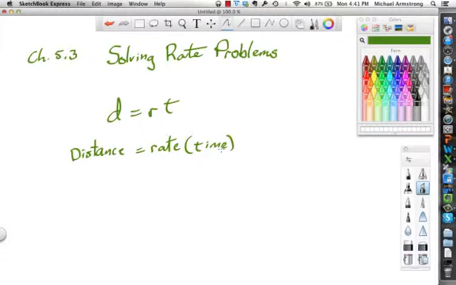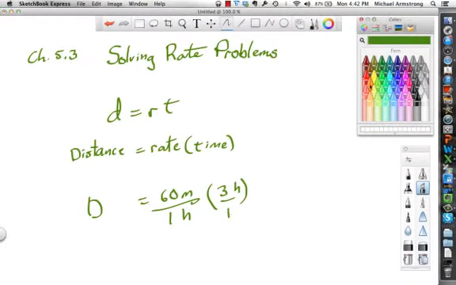Okay, so for instance, if we know that we're traveling at 60 miles per 1 hour, and we multiply that by 3 hours, that's our time. Our rate is our speed, 60 miles per hour. We multiply that by 3 hours. We can write that like a fraction if we want to. And that's what our distance is. Distance equals rate times time.